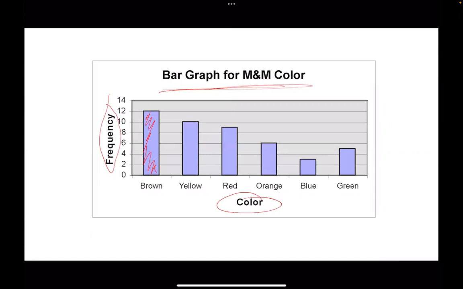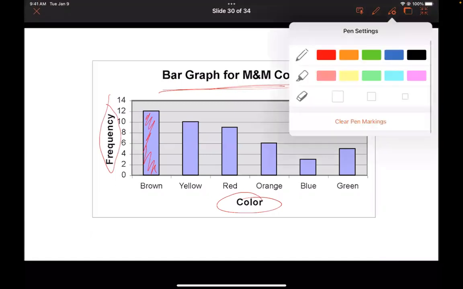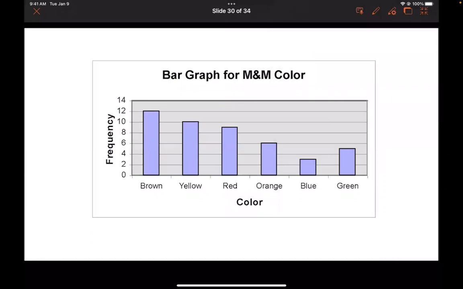So if you create a bar graph, you're not going to be creating bar graphs by hand. You're going to be creating them in Excel. That's part of the lab that we're going to do.